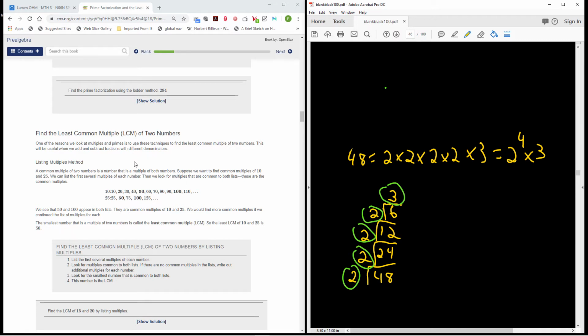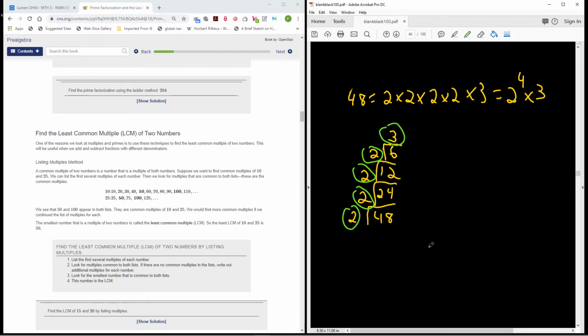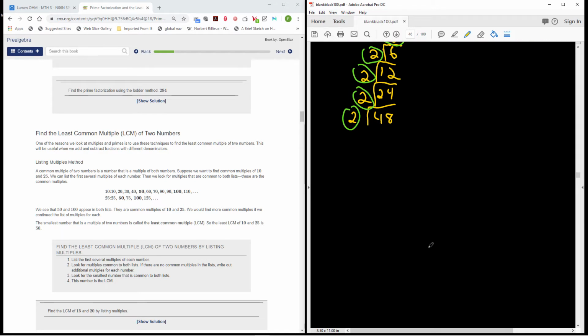Now the next thing they talk about here is finding the least common denominator between 2 numbers. Now when you're looking for the least common denominator, you're looking for the smallest number that's divisible by both numbers. So in this case they have 10, so we can do that one there. They do the multiples of 10: 10, 20, 30, 40, 50.